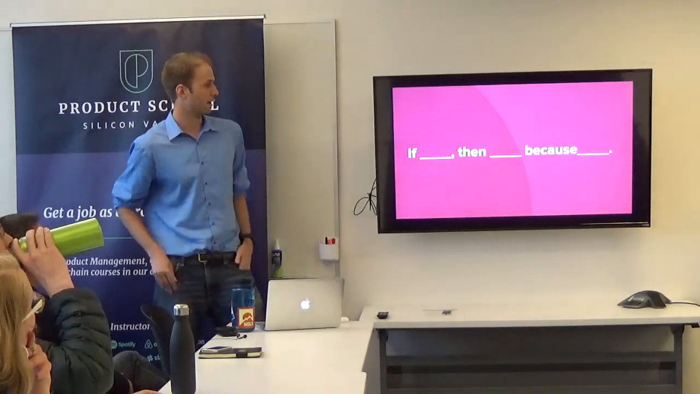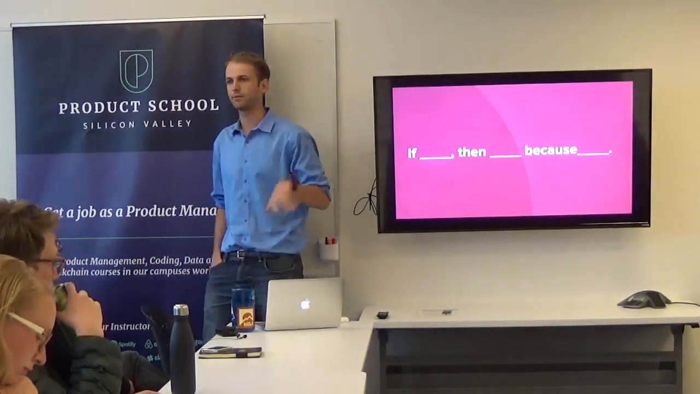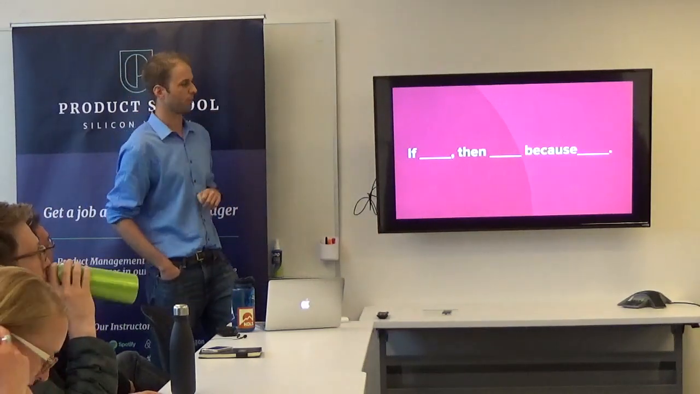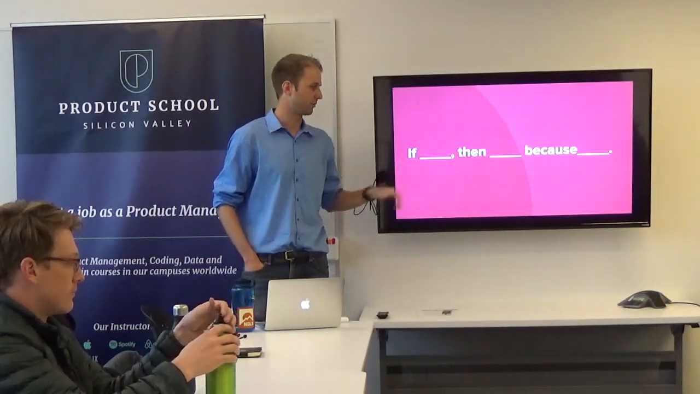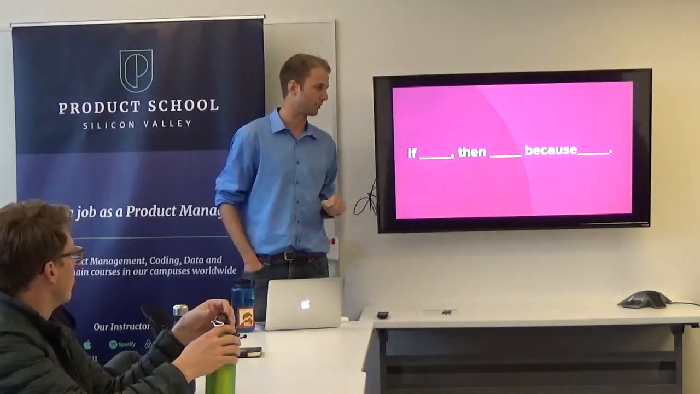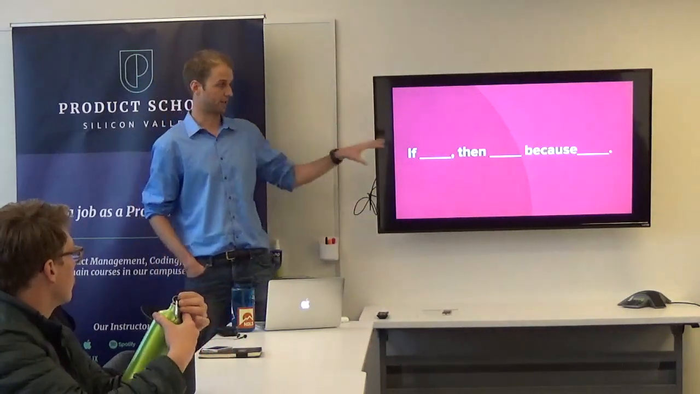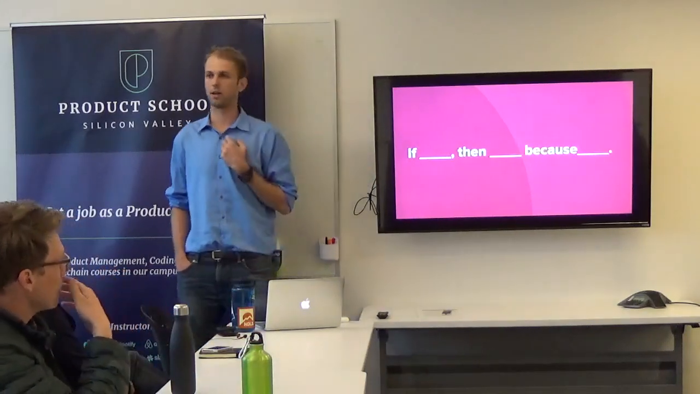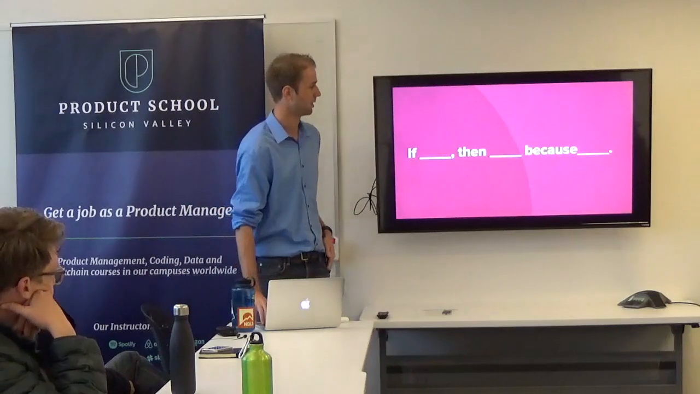Cool. If there's one thing to take away from this, it's this really complicated thing you've probably never seen before. It's an if, then, because statement. This is the core building block of a test-driven roadmap. If I change something, then some outcome will happen because of some assumption. We'll break this down a little bit more, and I'll tell you how we use it at Ibotta, and how you can use it in your own product world.